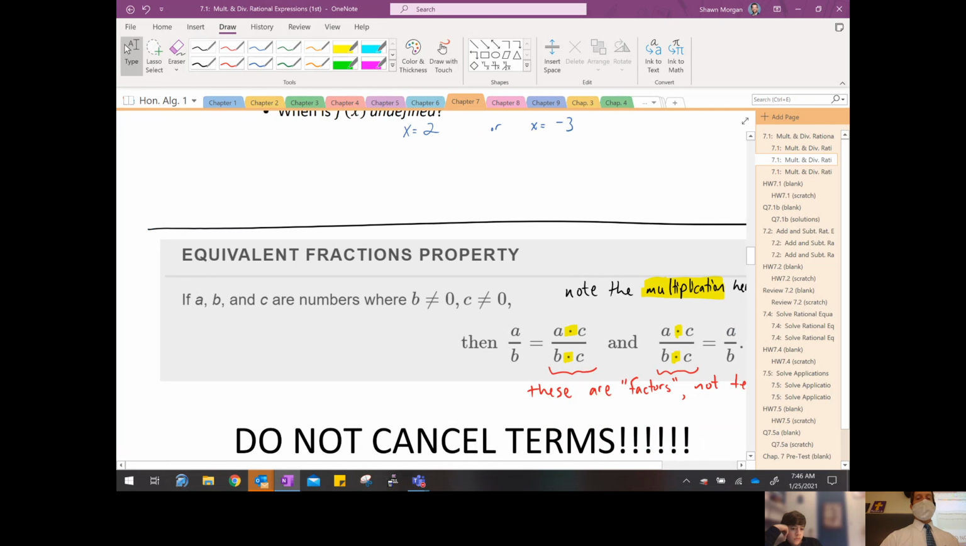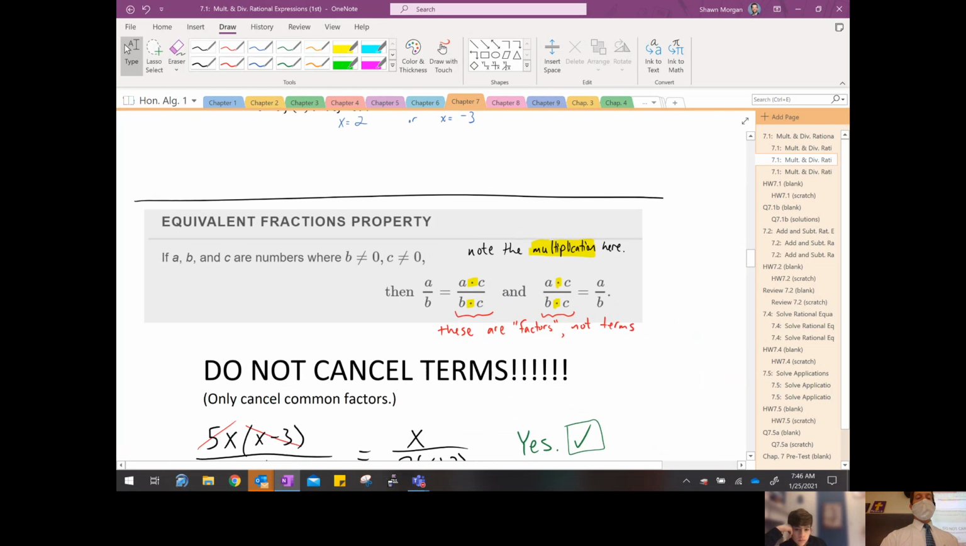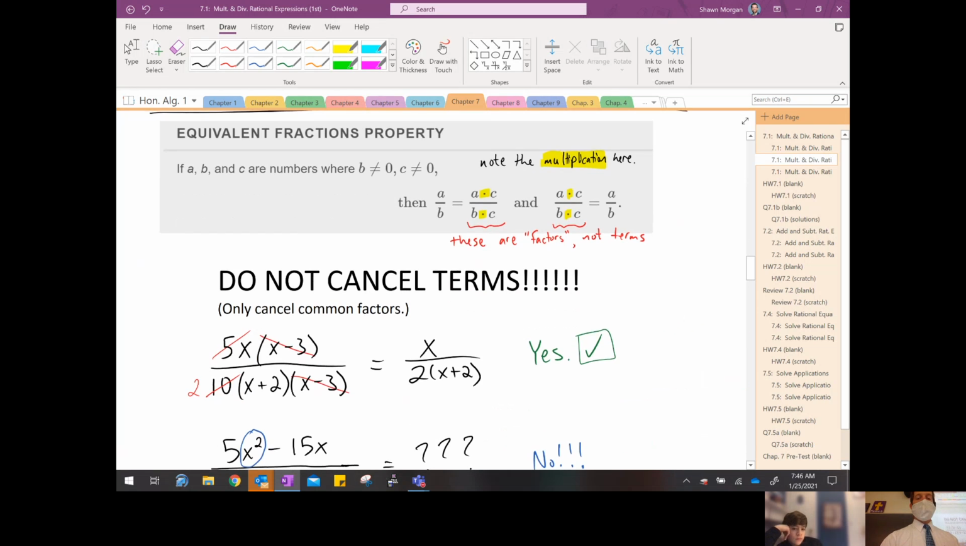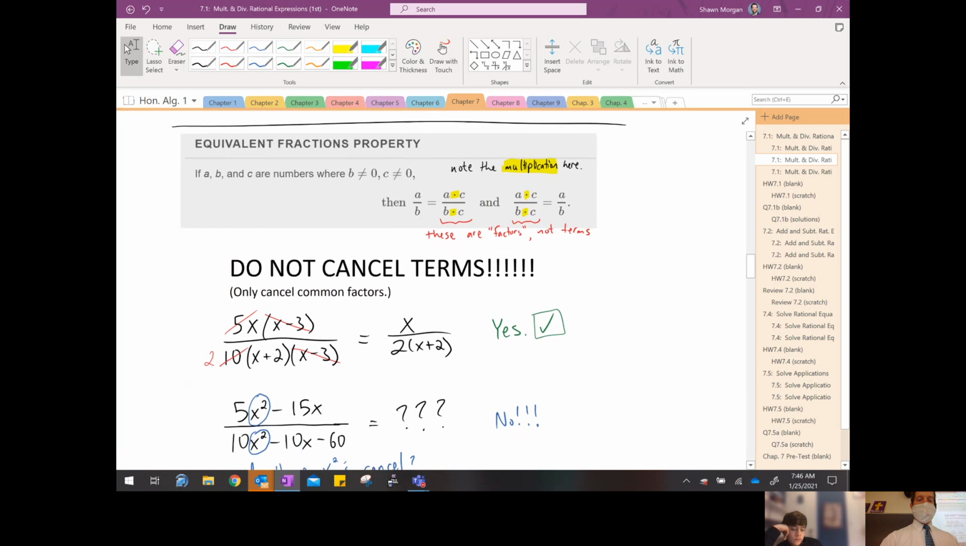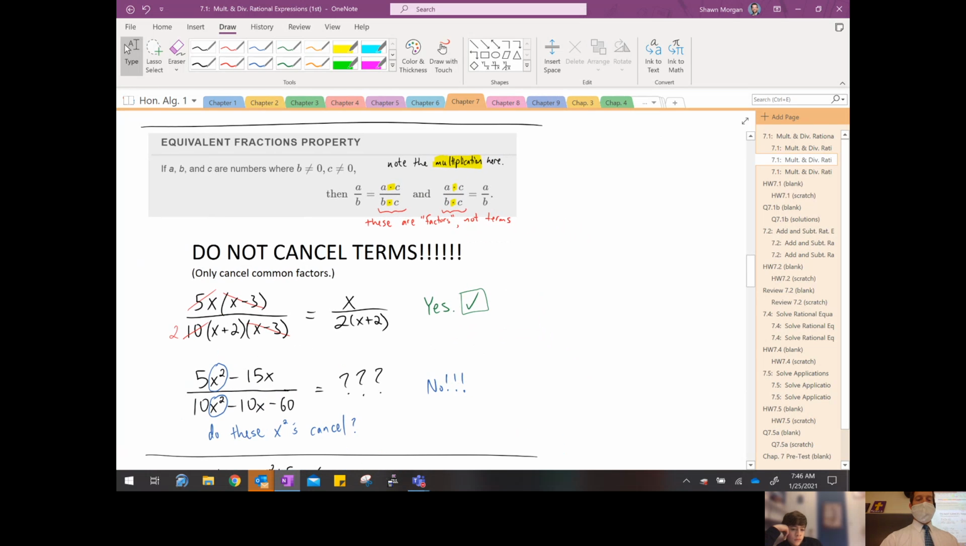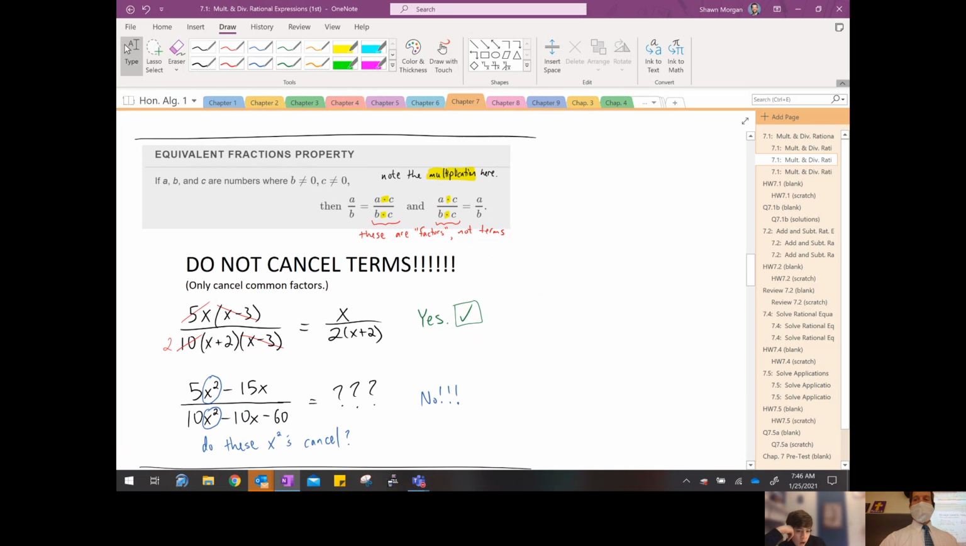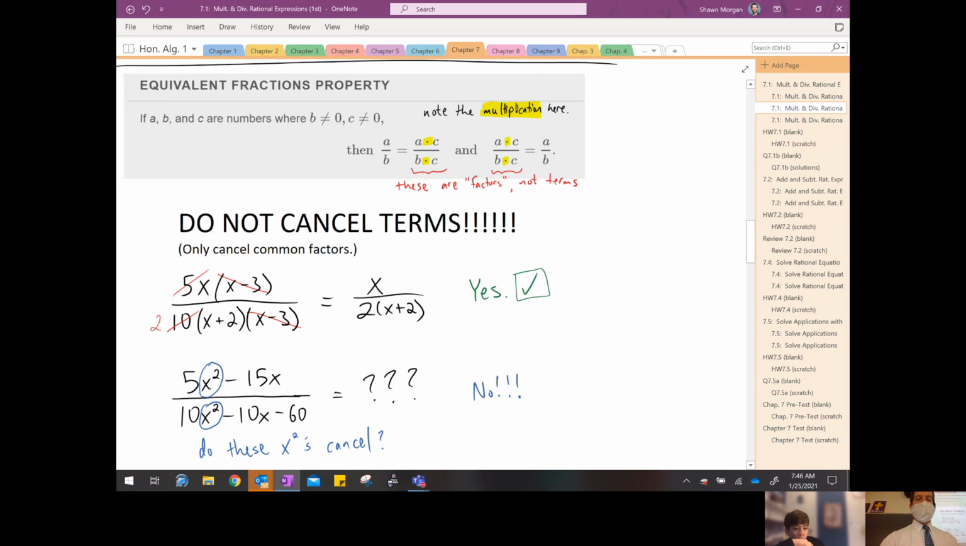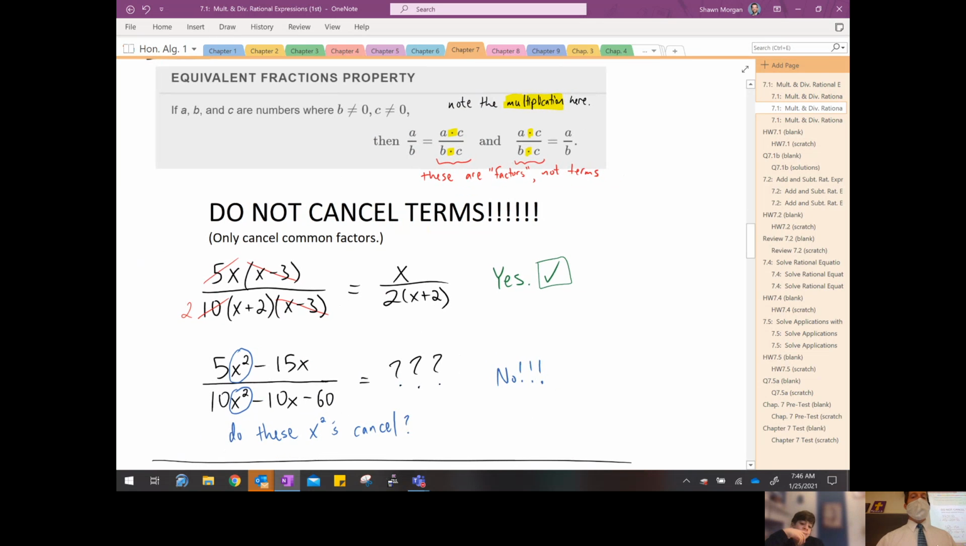Okie dokie, artichoke. Now, we talked a little bit about this. Let me pull this up here. Yeah, there we go. So my next slide, I'm gonna zoom in a little bit better so y'all can see the whole thing. What's up top we already know about. What's up top we talked about in the warm-up, how we can cancel common factors.